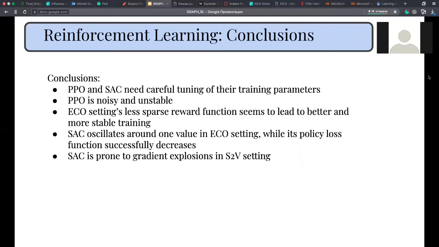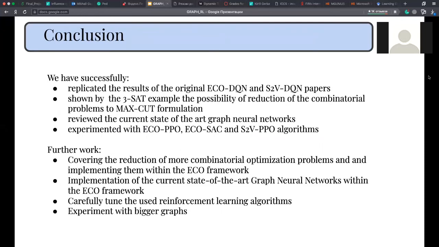As the conclusion for our project, on the next slide, we have managed to replicate the results of the original ECO-DQN and Struct2Vec papers, show the reduction of the 3-SAT problem to the MaxCut formulation, analyze graph neural networks, and implement several other reinforcement learning methods for ECO-DQN and Struct2Vec. On the other part of the slide, you can see our further plans for this project.